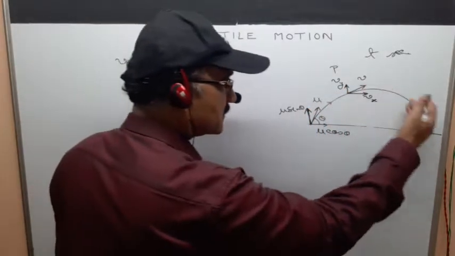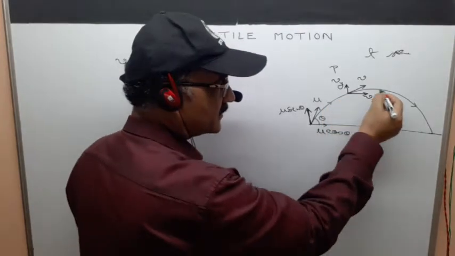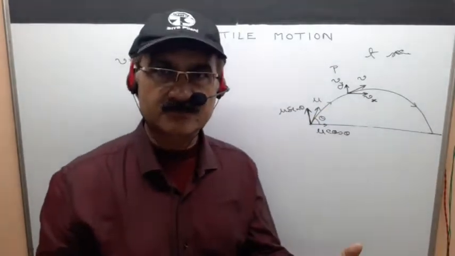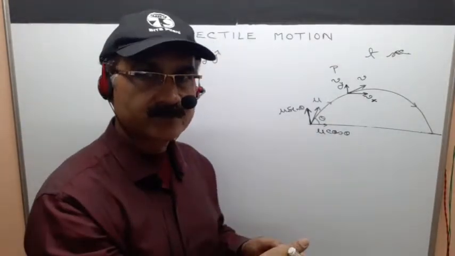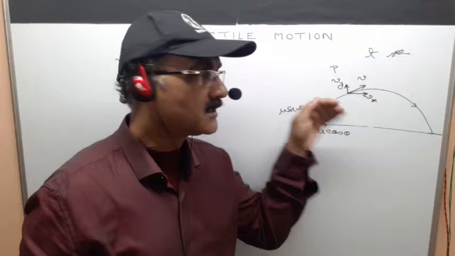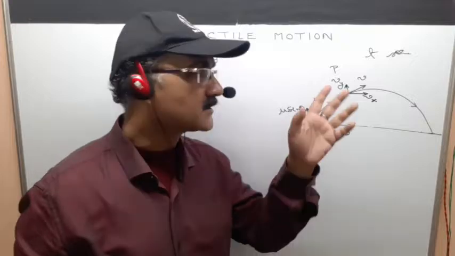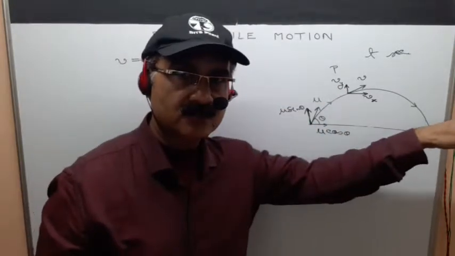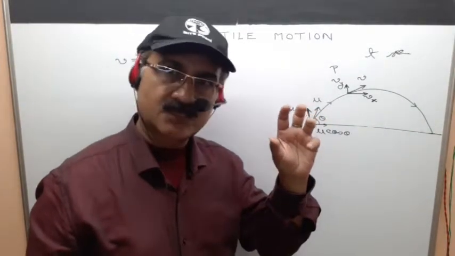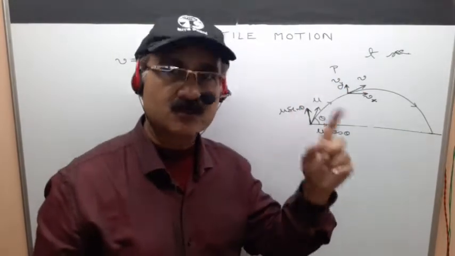Now look at this part. When the object is here or here or here, what is the force on the object? Only the force of gravitation, which is vertically downward. Is there any force on the projectile, that is on the object, in the horizontal direction? No. Since there is no force on the projectile in the horizontal direction, its acceleration along the horizontal direction will be 0. Right? If the acceleration is 0, that means the velocity will remain constant.